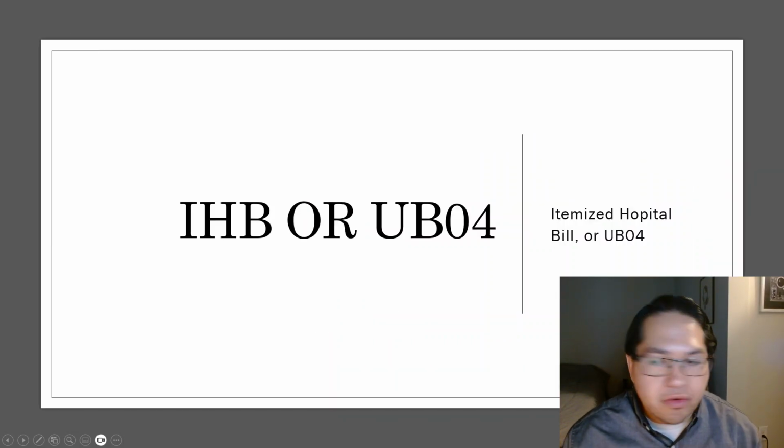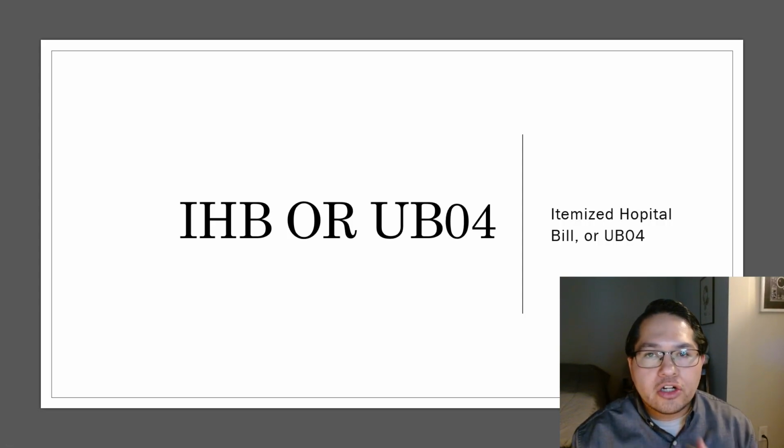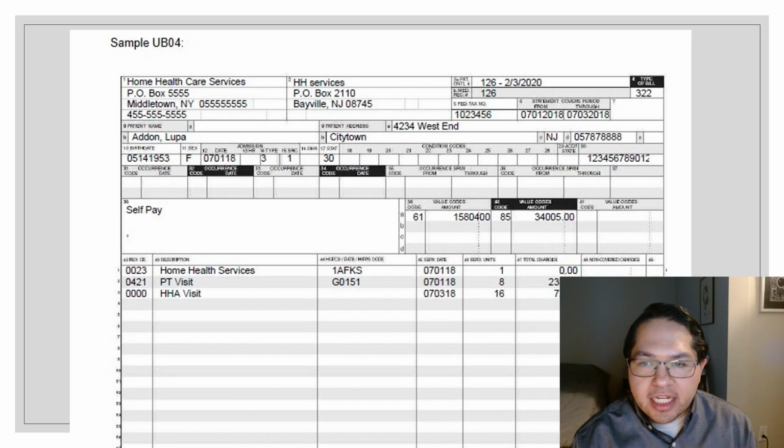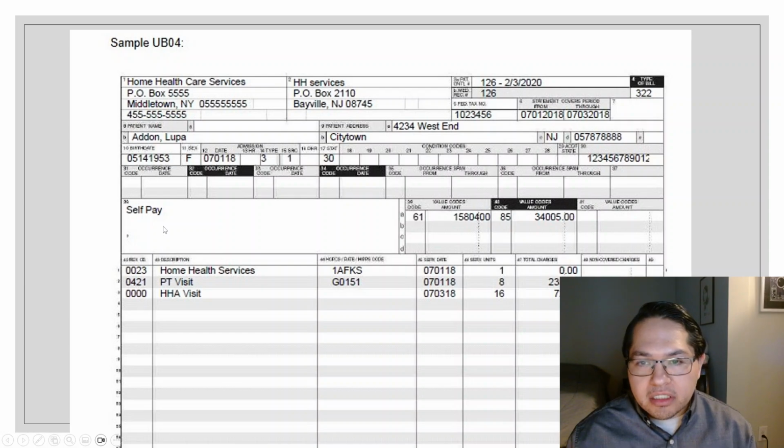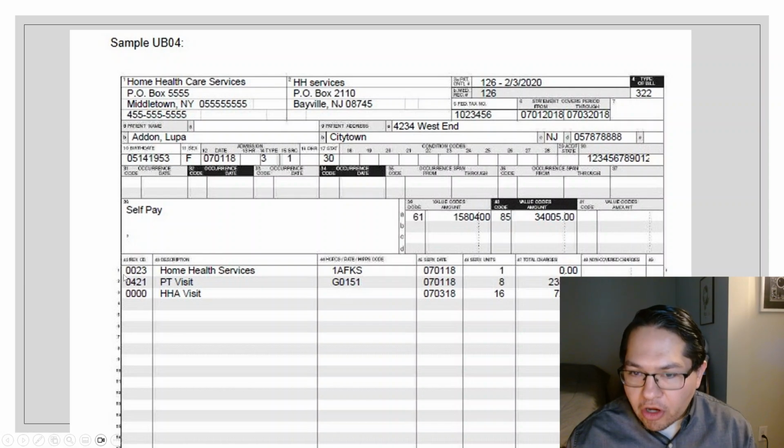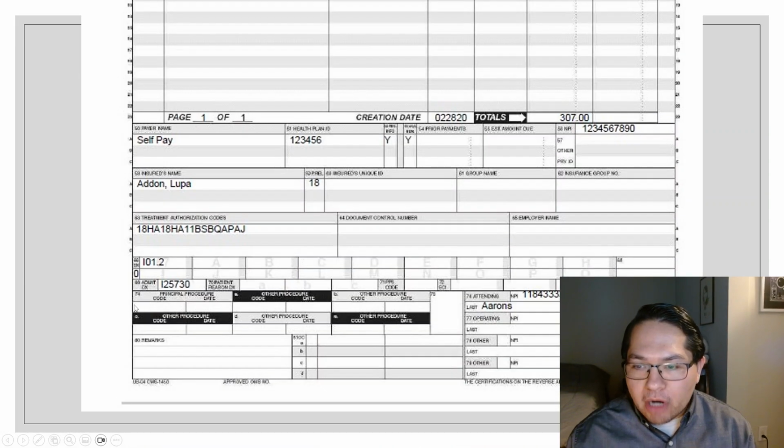So the first thing we're going to talk about is the IHB, or some places call it the UB04. It's an itemized hospital bill, and it looks like this. You've probably seen it if you've ever had some type of hospital visit. Some of the important things it has on there are your name, your date of birth as the patient, the hospital information, the dates of service, and the description of the service. The codes are very important, the types of codes for the treatments. At the bottom, it will have the physician's name and things like that. It also has a total right here at the bottom.